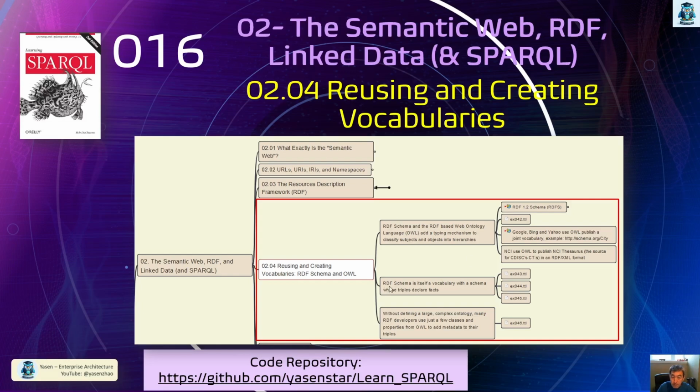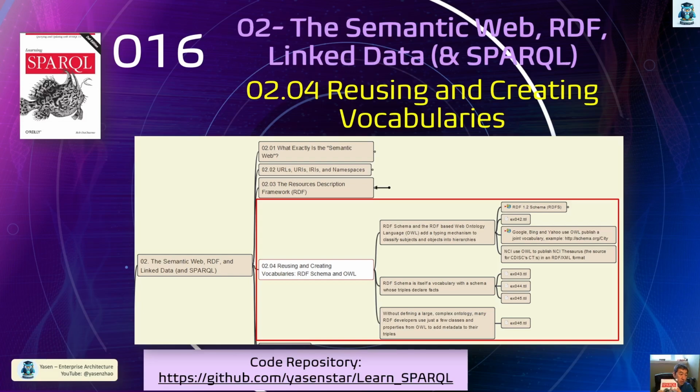Then the RDF Schema itself is our vocabulary, which we should treat as a schema whose triples declare facts. That means you can query the RDF Schema the same as RDF. We will use 3 samples to show you that. Without defining a large complex ontology, many RDF developers use just a few classes and properties from OWL and add metadata to their own triples. That is what 4.6 mentioned.